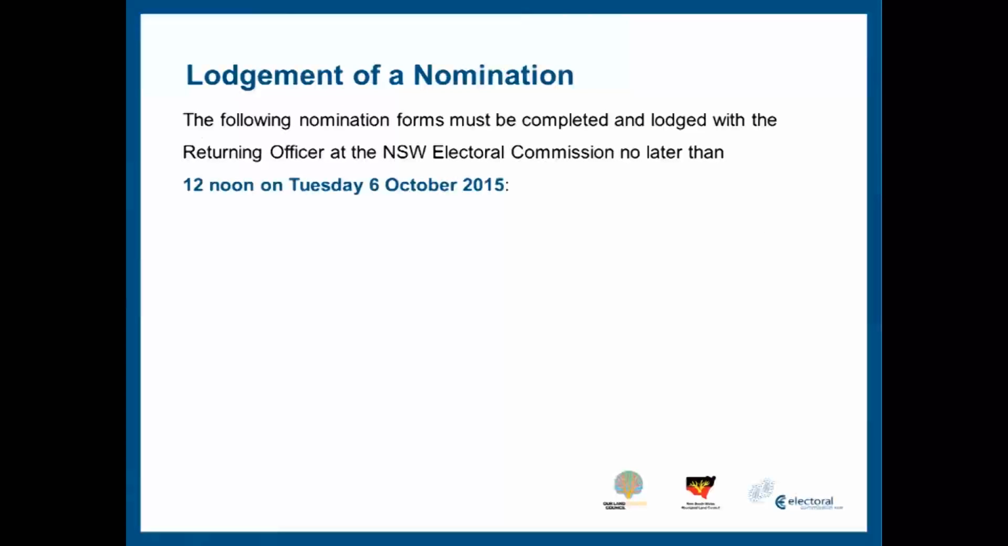The lodgement of nominations. The following nomination forms must be completed and lodged with the returning officer at the New South Wales Electoral Commission head office in Kent Street, Sydney, no later than 12 noon on Tuesday the 6th of October 2015. The candidate must lodge the nomination form, which is an ALC 201, which is signed by the candidate consenting to the nomination and also signed by at least 6 nominators.